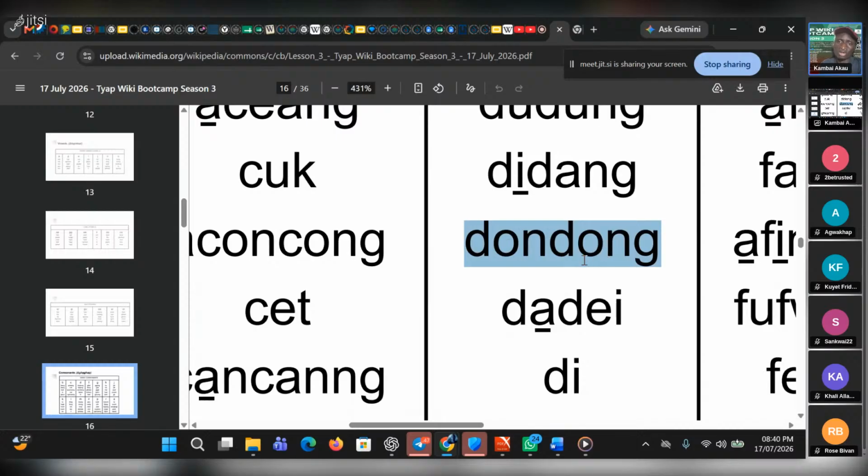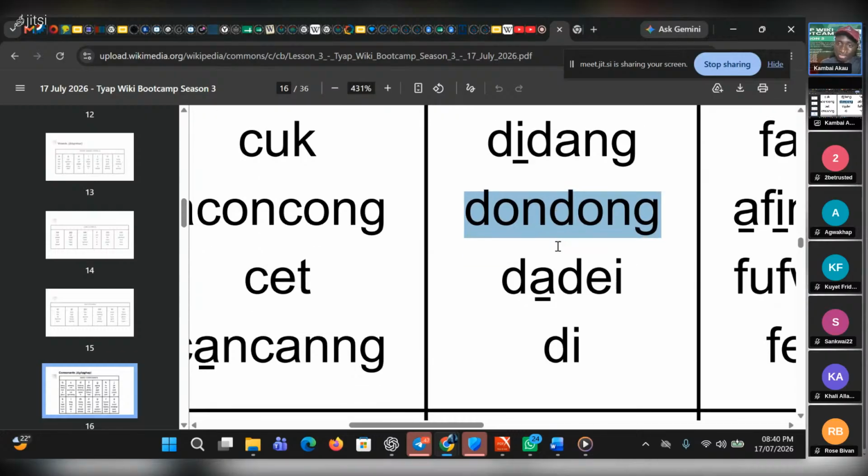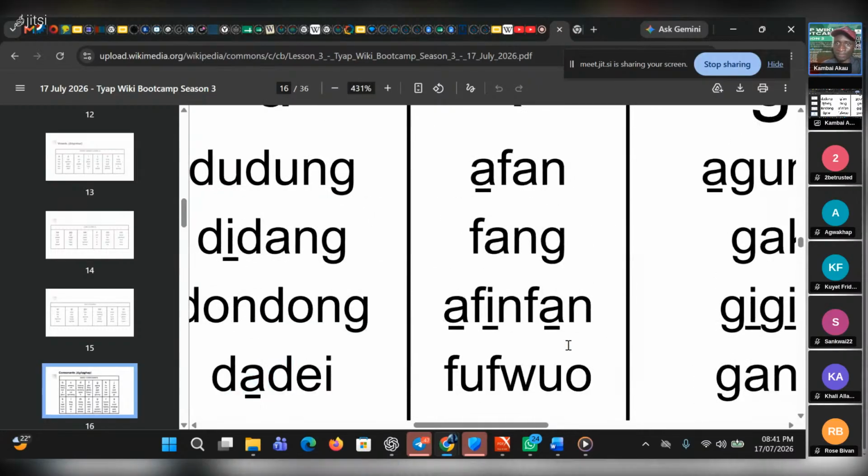And then we have don dong. Don dong, rather, not dun dong. Don dong means on fire, or on the fire. We have day. It can be day. It means small. And then we have D to C.